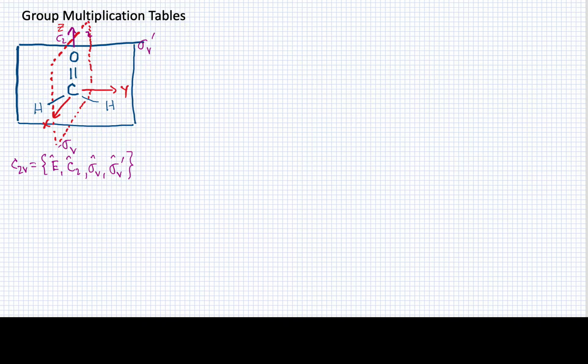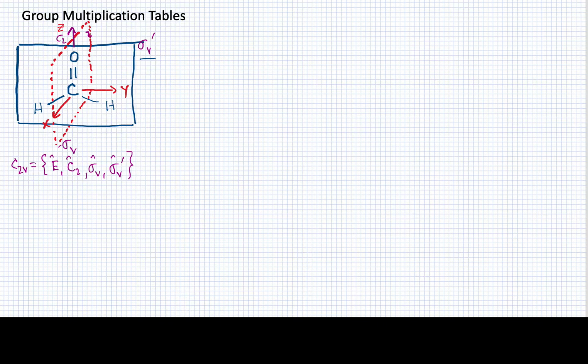Now I've drawn formaldehyde on here in the plane of the page, which I've labeled as the sigma v prime plane from the symmetry. We've got formaldehyde with this carbonyl axis located along the z-axis, and that is the C2 axis for this molecule. It's a C2 rotation axis.